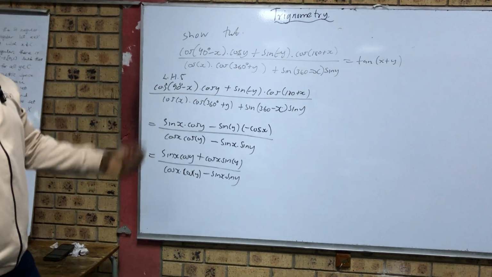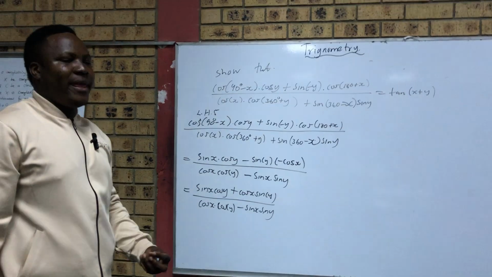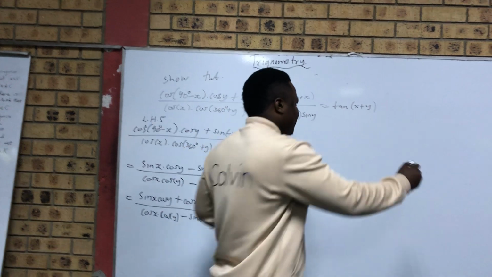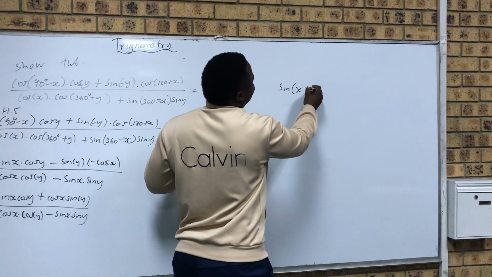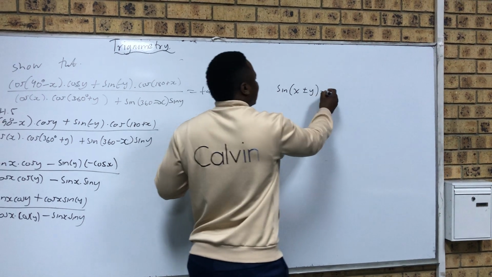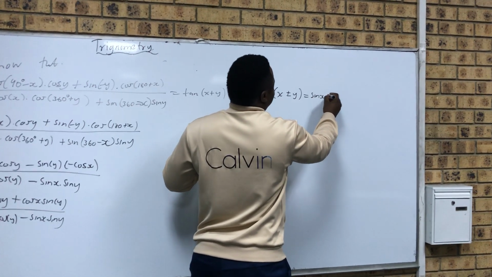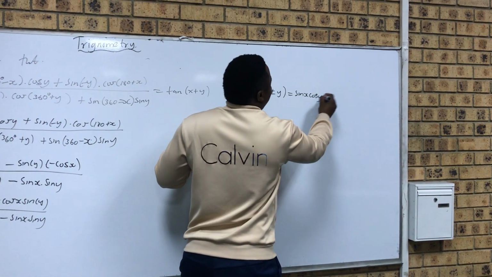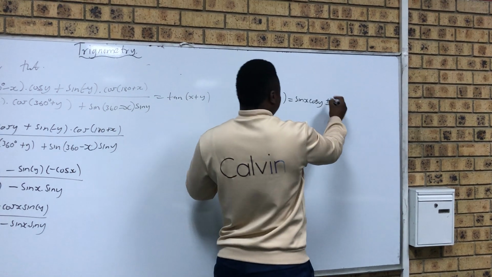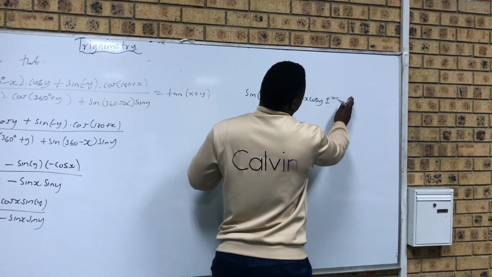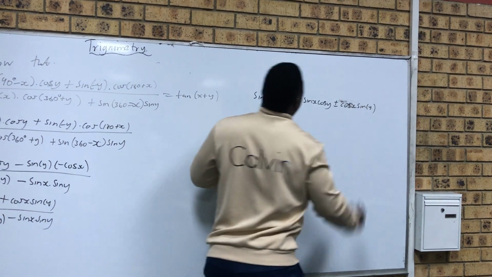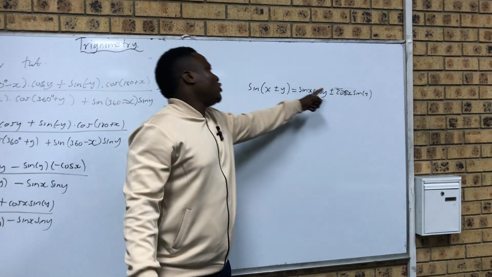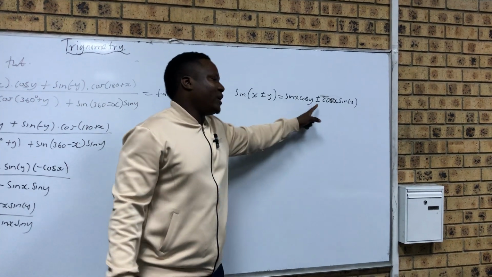Now, there is something that is called a compound angle. Let me just explain compound angles. When you have sine of x plus or minus y, this will just be the same as sine x cos y plus or minus cos x sine y. As long as you have plus, you're going to have plus. As long as you have negative, you're going to have negative.